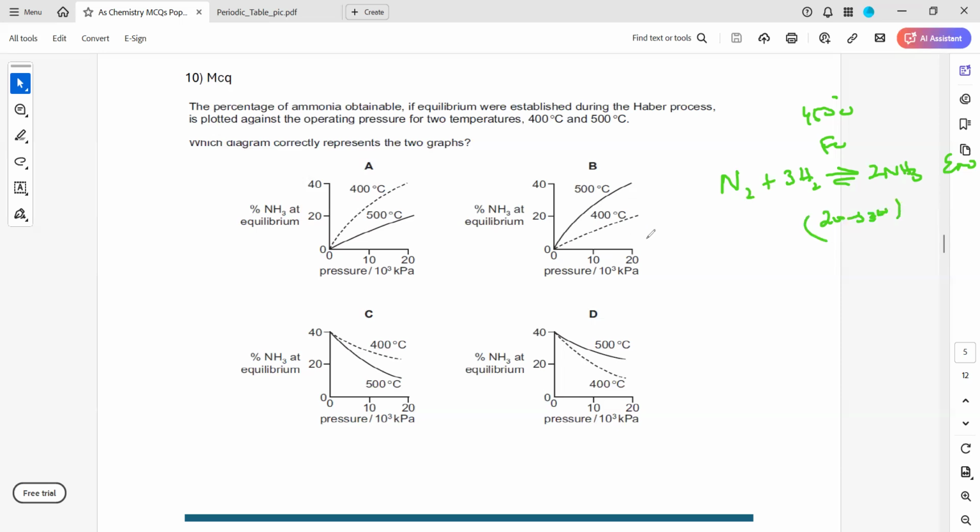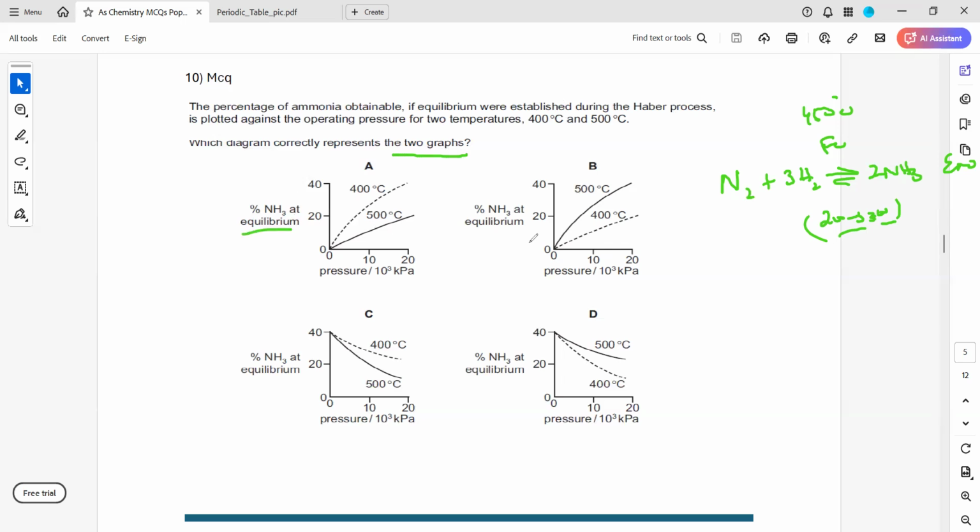300,000 Pascal, or 200,000 Pascal. 200 or 300 atm, you can also say, rather than Pascal. The percentage of ammonia obtainable if equilibrium is established, which diagram correctly represents the two graphs?